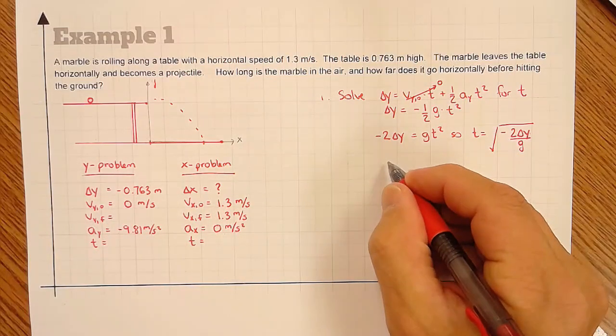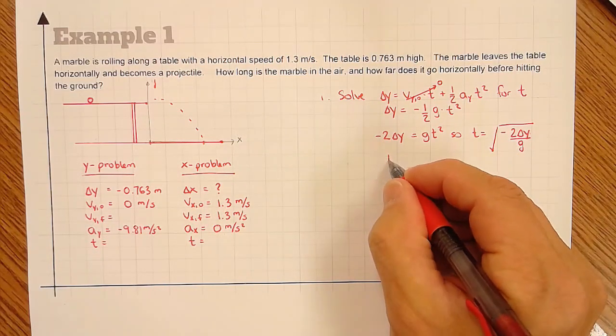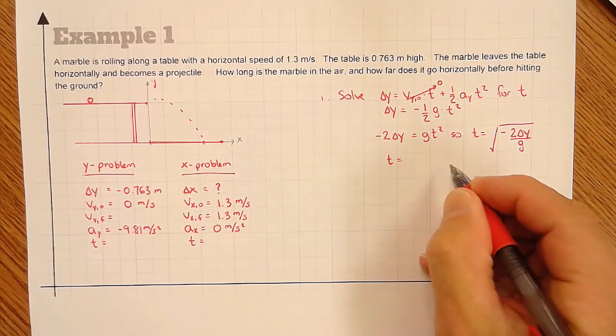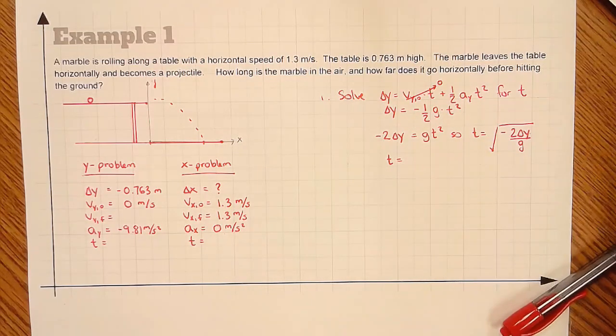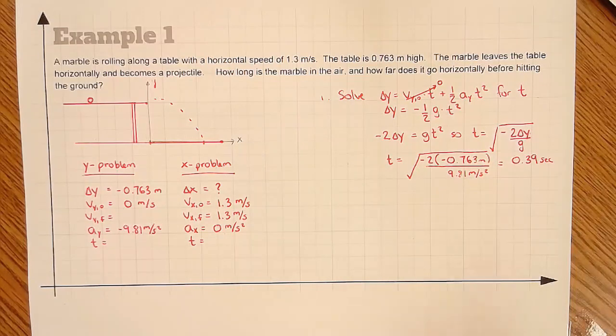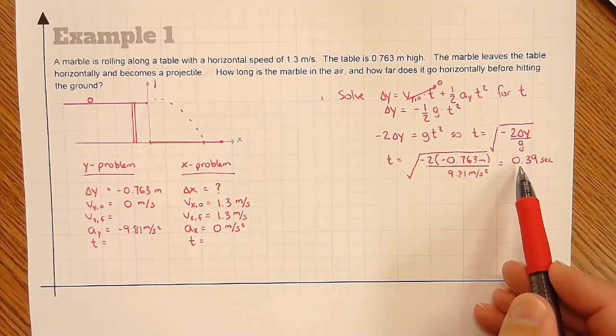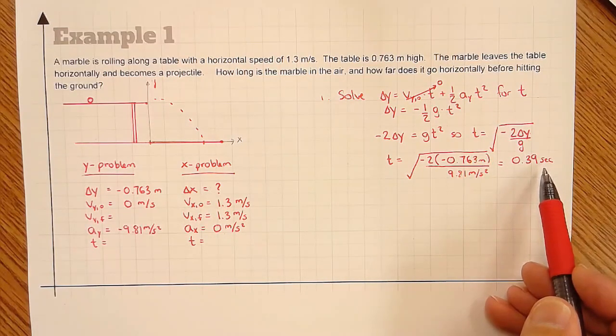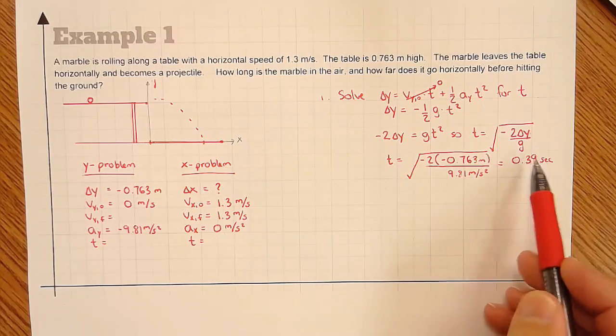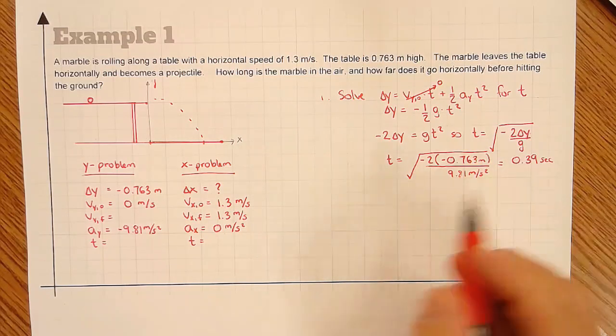All right, so at this point, you can just plug in the numbers, and I'm going to assume you can do that. So plugging in the numbers gets us a value of about 0.39 seconds. And remember, store this in your calculator. We don't want to use that rounded number. That's just a rounded number.